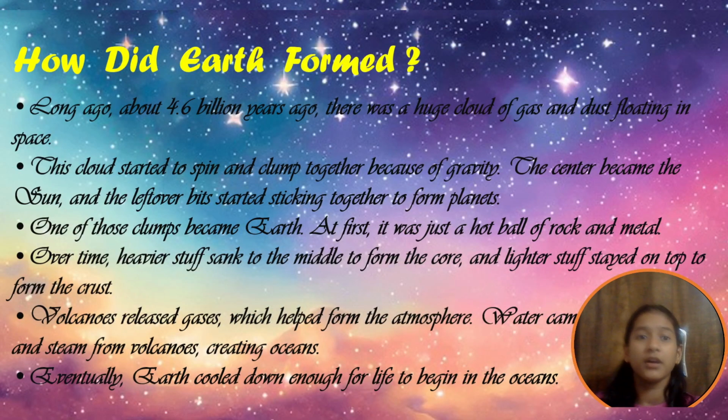Long ago, about 4.6 billion years ago, there was a large cloud of gases and dust floating in space. This cloud started to spin and clump together because of gravity. The center became the sun, and the leftover bits started sticking together to form the planets. One of those clumps became the Earth. At first, it was just a hot ball of rock and metal.